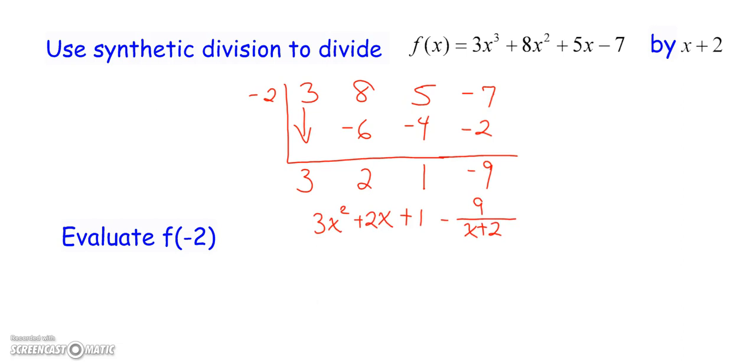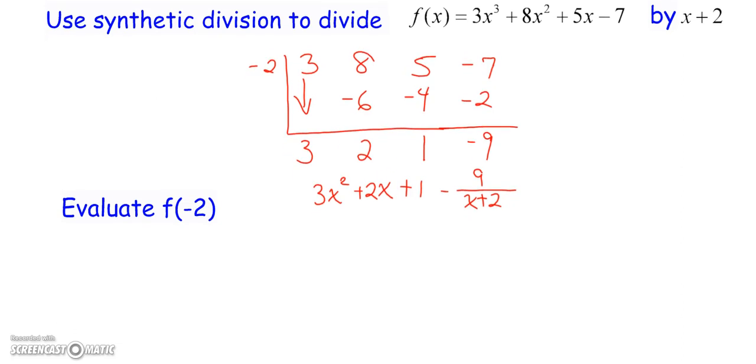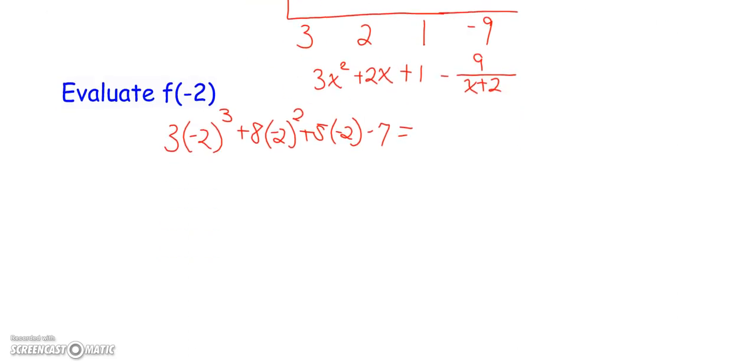Now, this is going to sound totally out of left field, but I actually want us to evaluate f of negative 2. And we should know how to do that. We're going to substitute negative 2 in every place for x. This is going to seem really out of the ordinary. But if you say 3 times negative 2 cubed plus 8 times negative 2 squared plus 5 times negative 2 minus 7, and we try to total this up, there's going to be an important pattern that we see here.